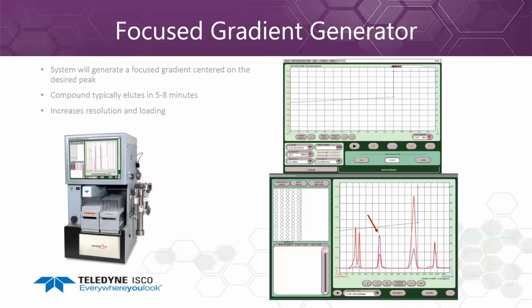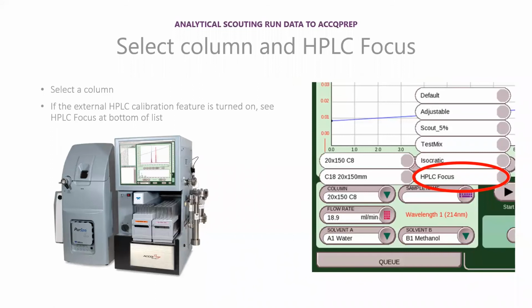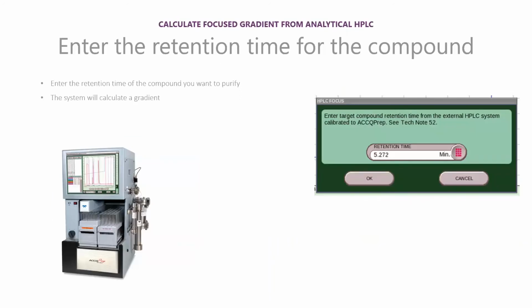A wash step is included, which may be removed for more time and solvent savings if the sample is known to be clean. A focus gradient can be created in the Q screen and run with other samples if an autosampler is used. On the ACCQPrep, it is very easy to determine a focus gradient from an analytical scouting run. After calibrating the analytical scouting gradient, just run the same scouting run for your samples. Enter the retention time for the desired compound, and the ACCQPrep will calculate a gradient for you.